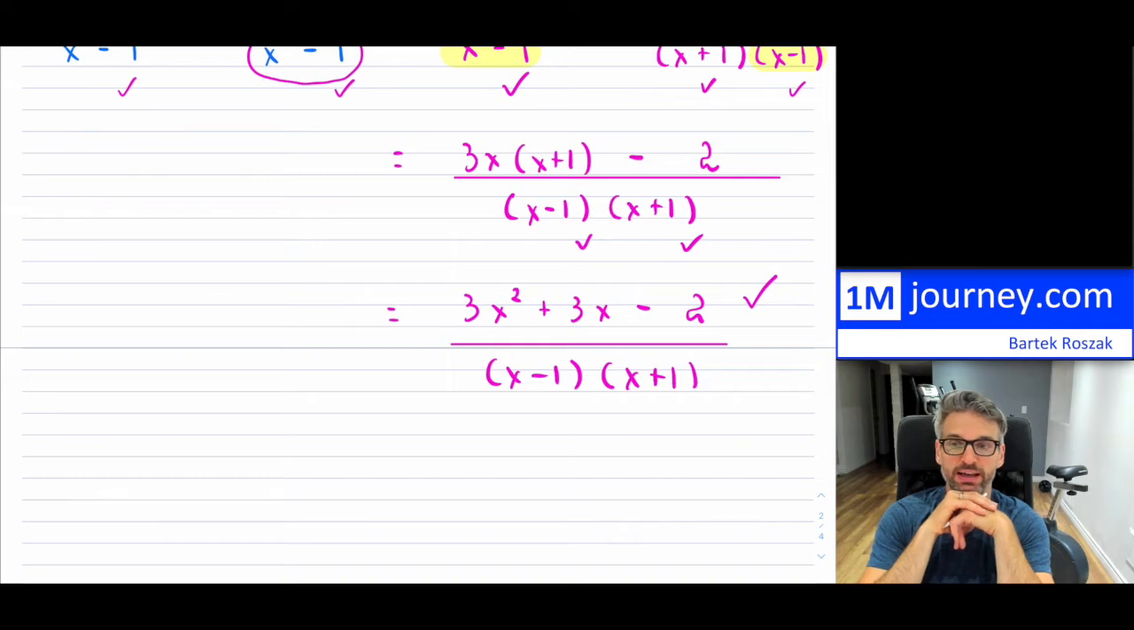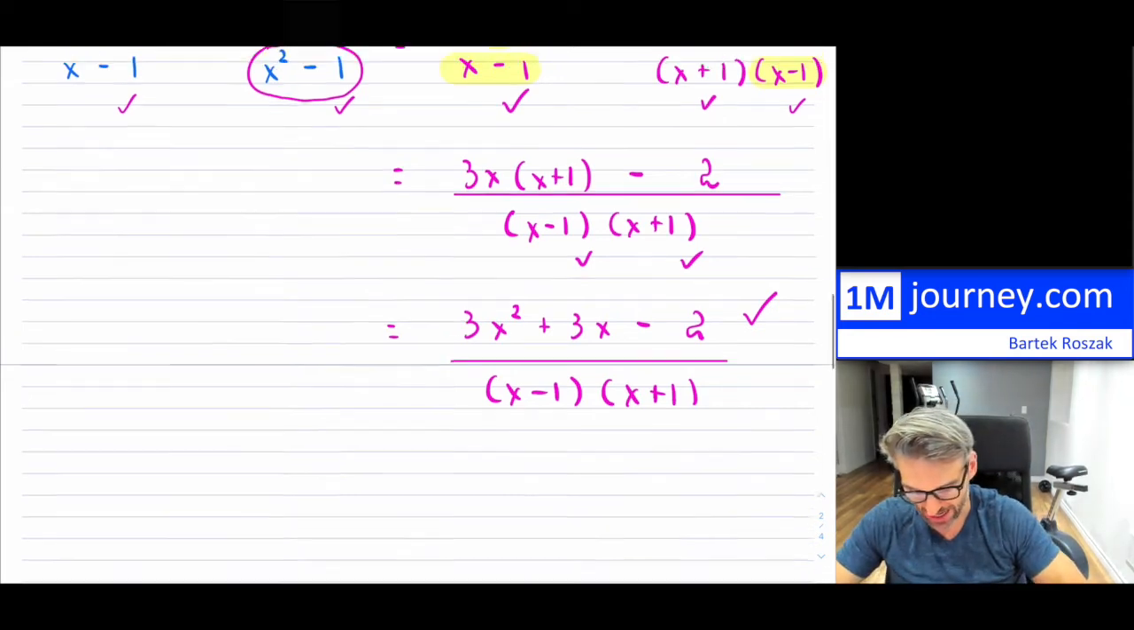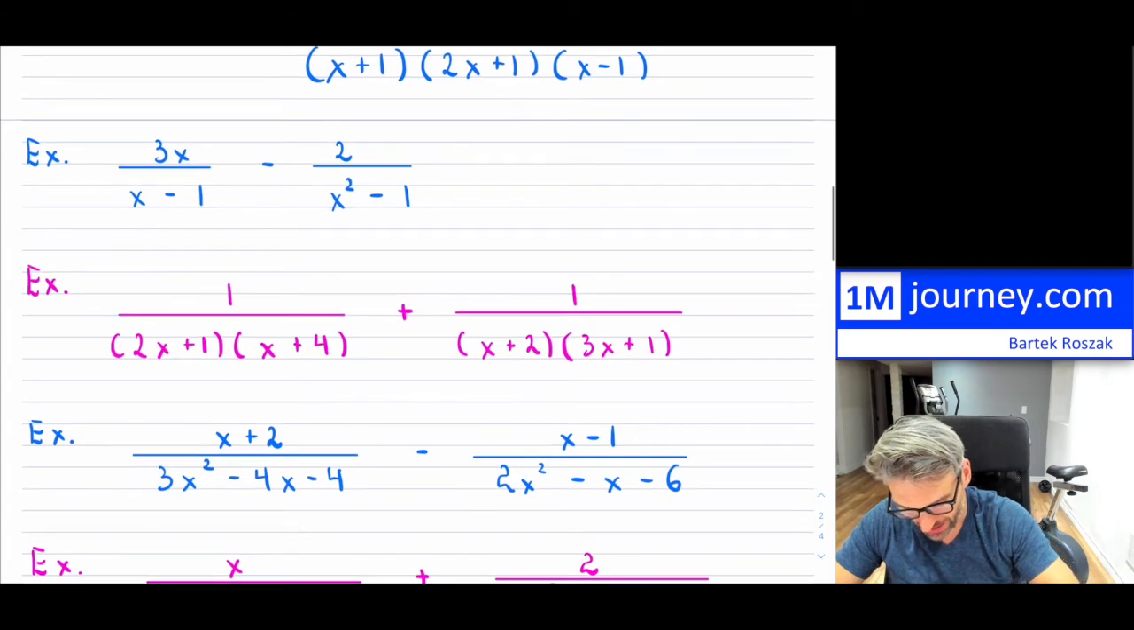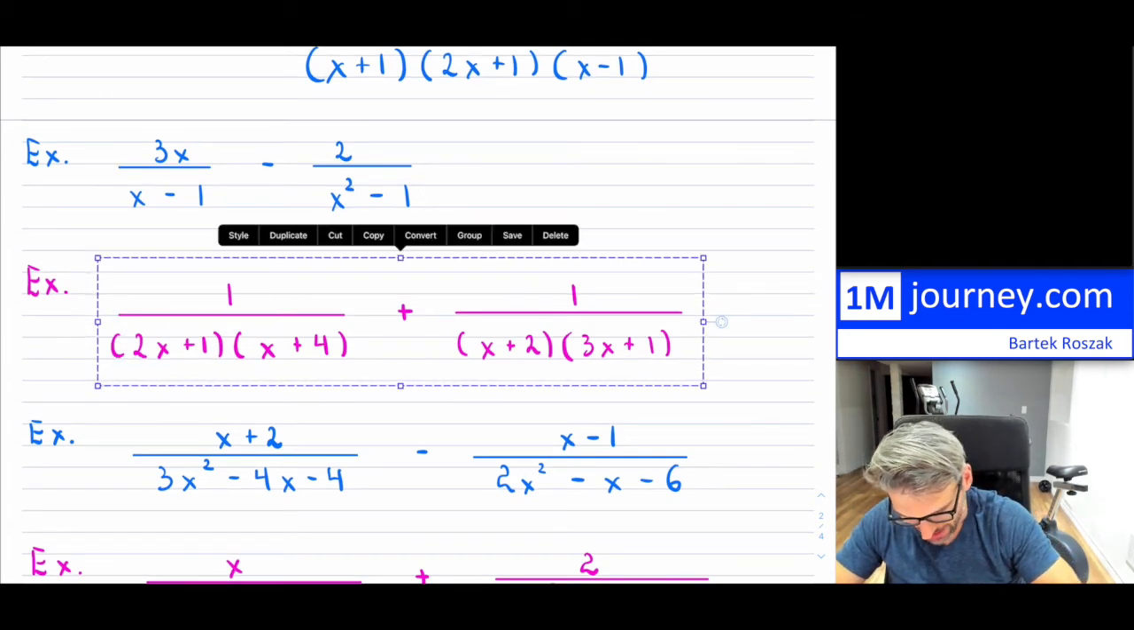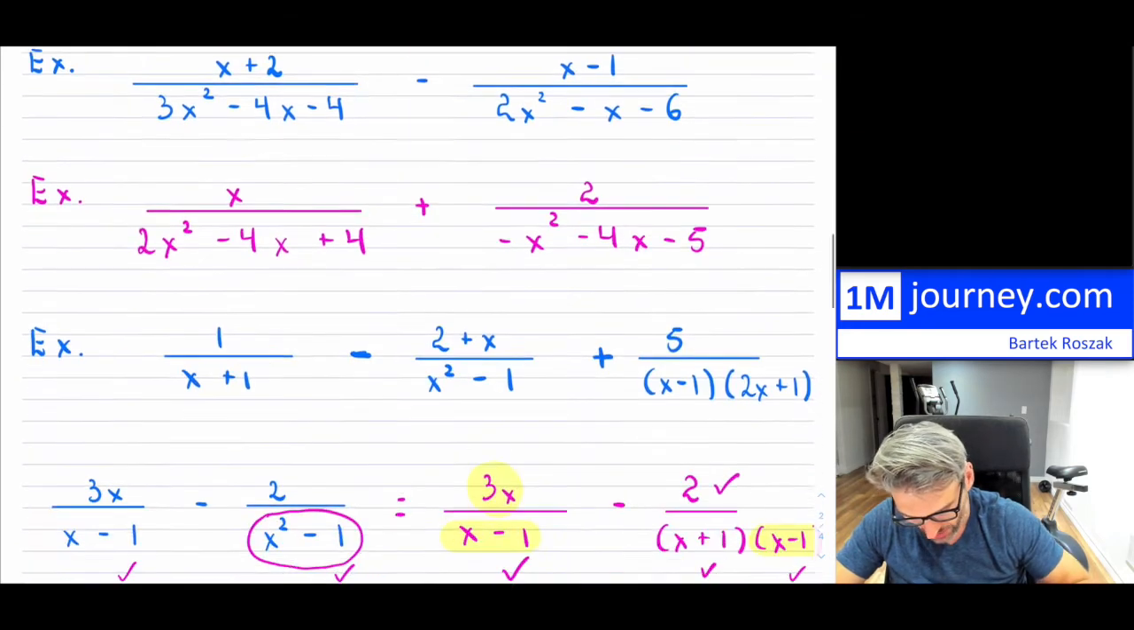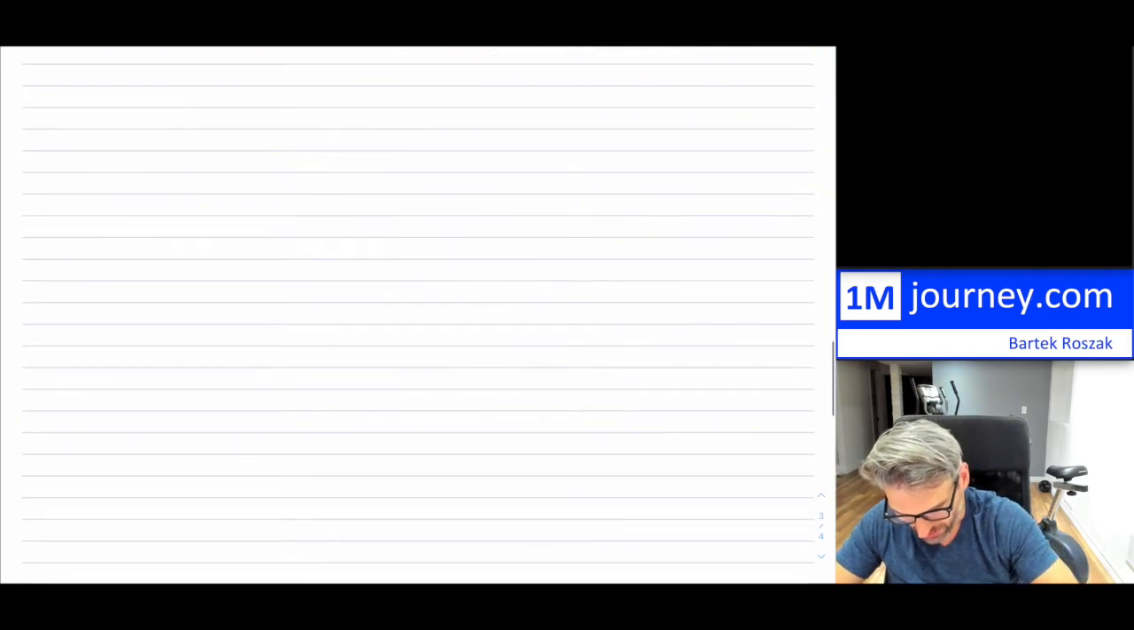So I'm going to leave it at that. So that's my first example. Here's another example that I have for you. So for here, this one is a little bit longer. So it's example number 2. But this one is factored for us. So it might be a little bit easier.